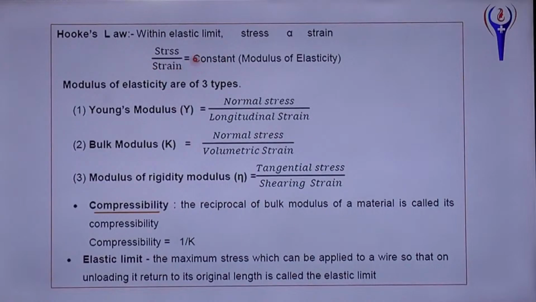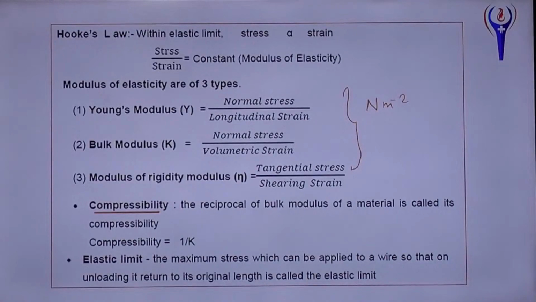Hooke's law we discussed: stress by strain equal to constant. And there are three types of moduli. Young's modulus, normal stress by longitudinal strain. Bulk modulus, normal stress by volumetric strain. Rigidity modulus, tangential stress by shearing strain. All have the same unit. What's the unit of modulus? Newton per meter square. This is the unit of all three types of moduli.